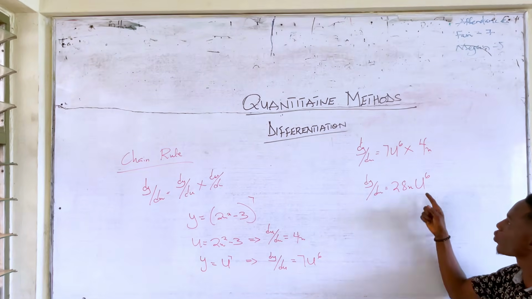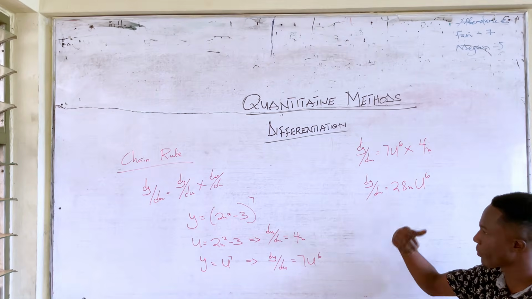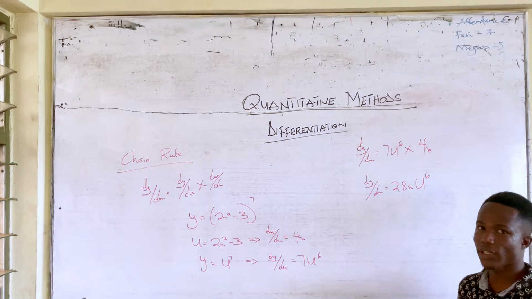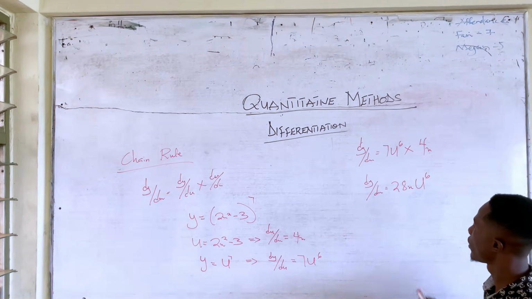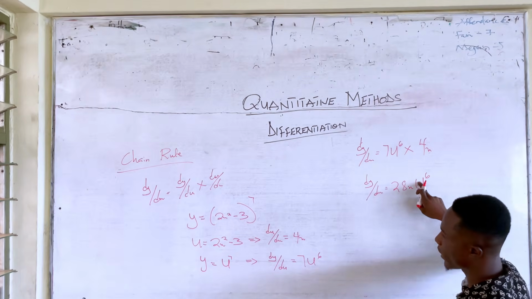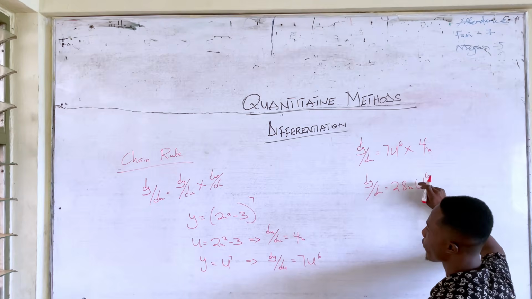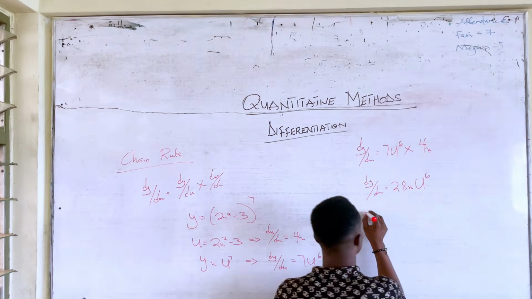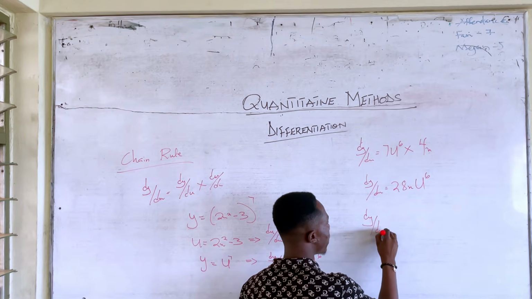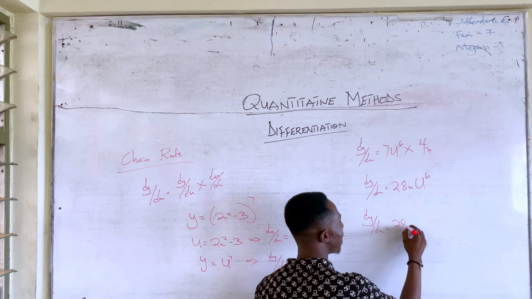So in this case, you have to resubstitute. You have to bring back the function. Do you get it? You have to bring back the function. And so u was represented by what function? This is the function. So we are now putting the function back here. So dy/dx is equal to 28x.